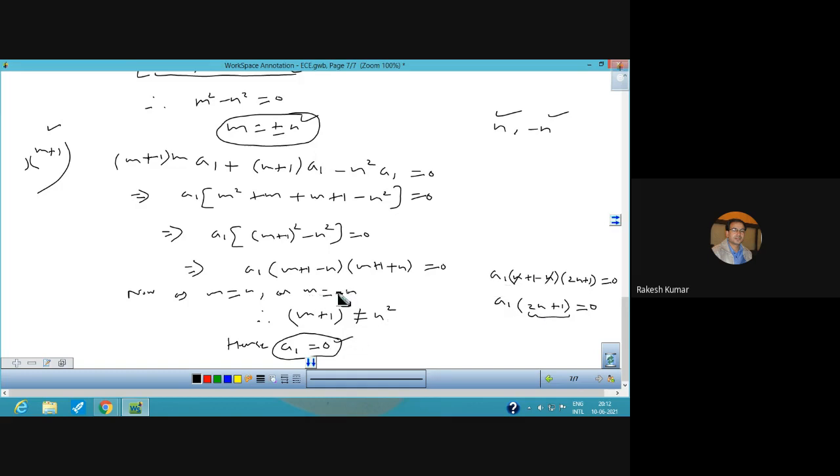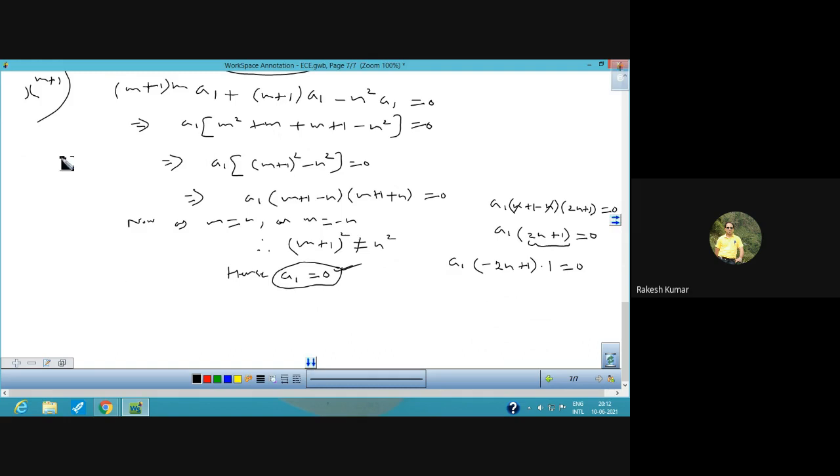Similarly, you can also find it by putting m equal to minus n. You will get minus 2n plus 1 into a1 is equal to 0. So this cannot be 0. So the only possibility is the constant a1 is 0. Now, equating x raised to power m plus 1, we got the coefficient a1 constant as 0.